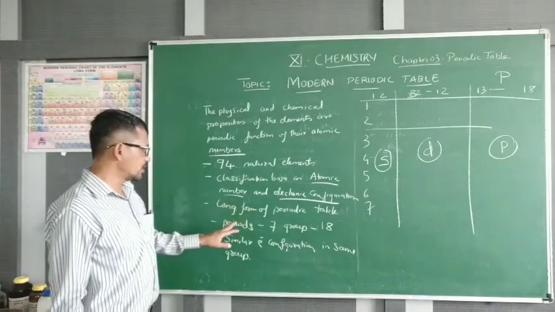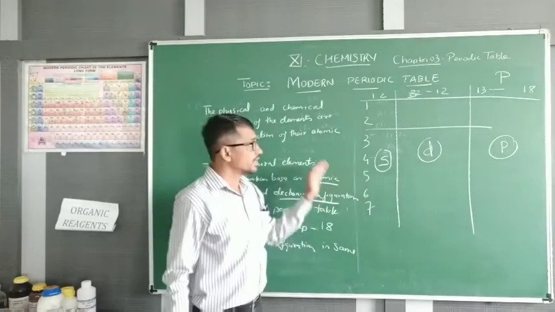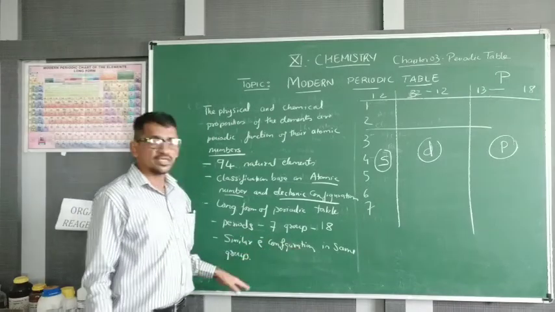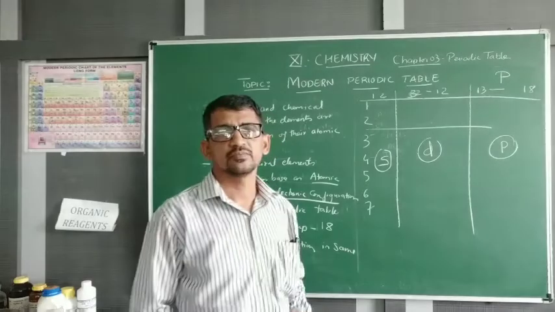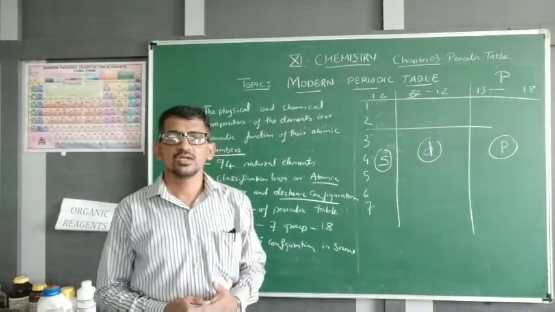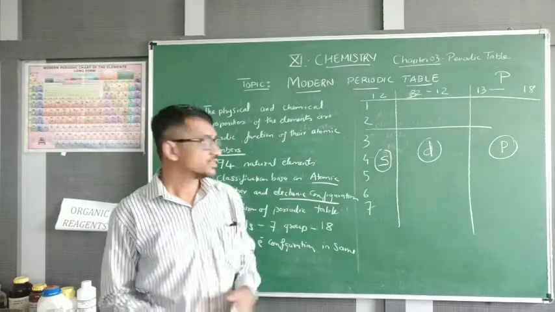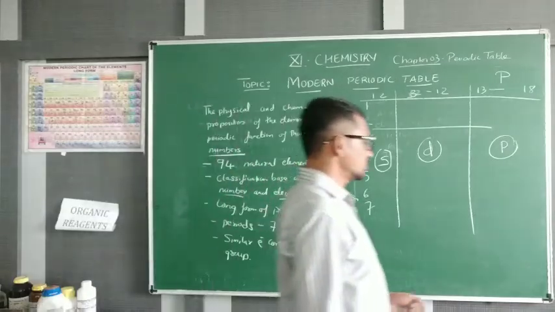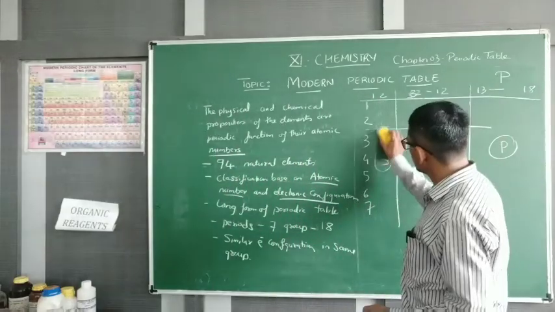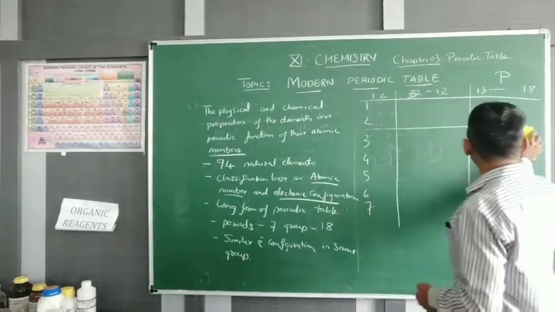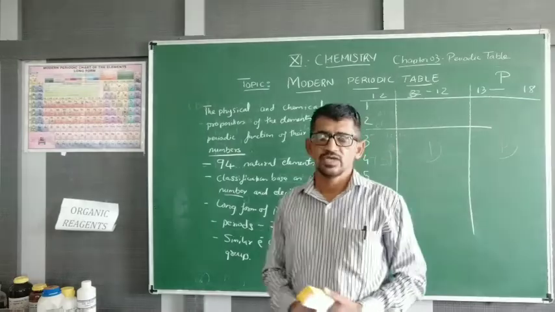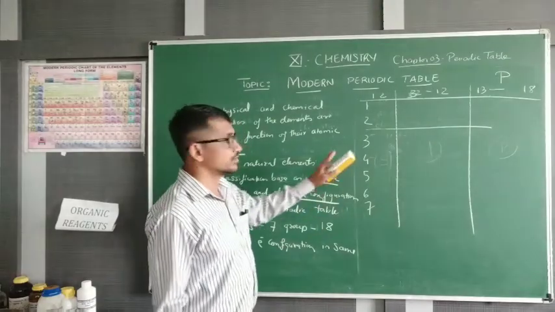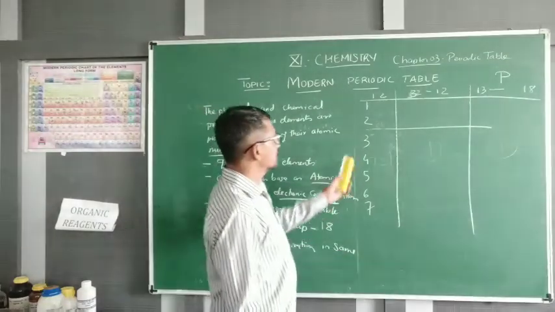The long form of the periodic table contains 7 periods and 18 groups. Similarly, elements with the same electronic configuration are in the same group. So the elements having similar electronic configuration or valency in the outermost orbit are in the same group. One by one we discuss the elements. Suppose a particular element has 1 or 2 electrons in the outermost S orbital, then it is kept in the S block.